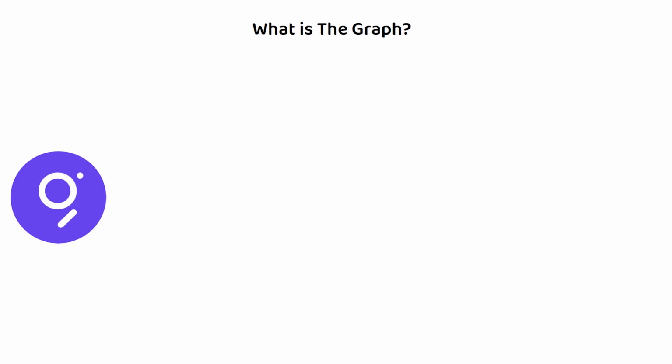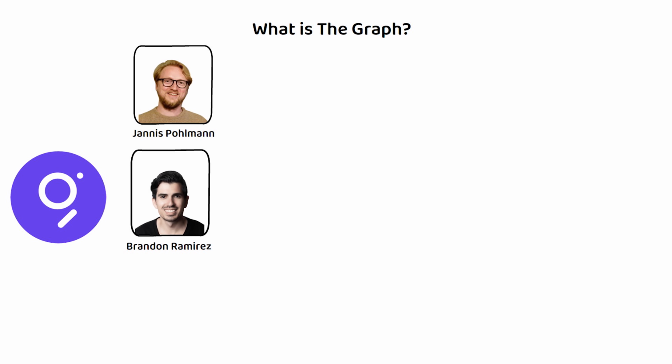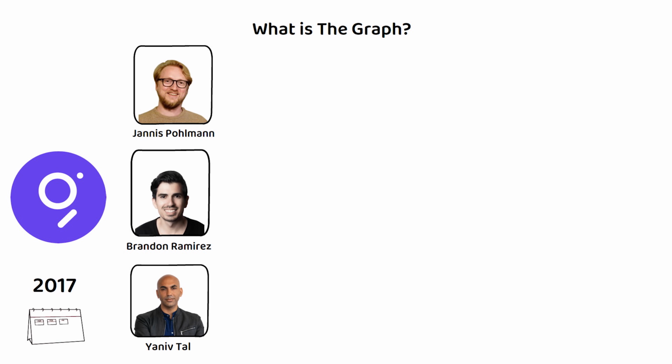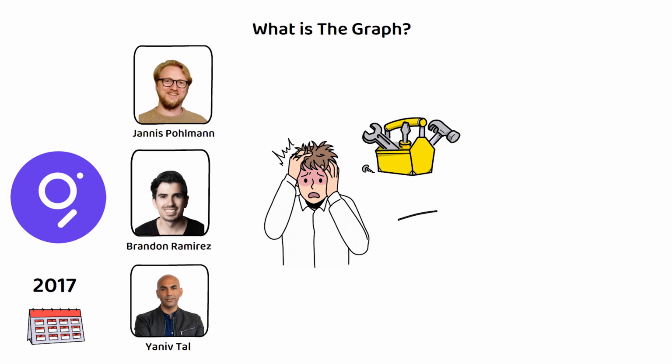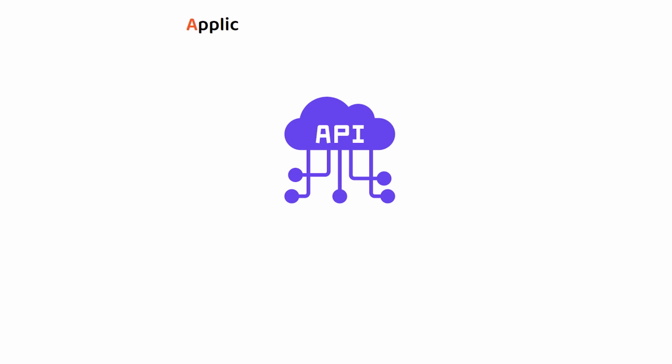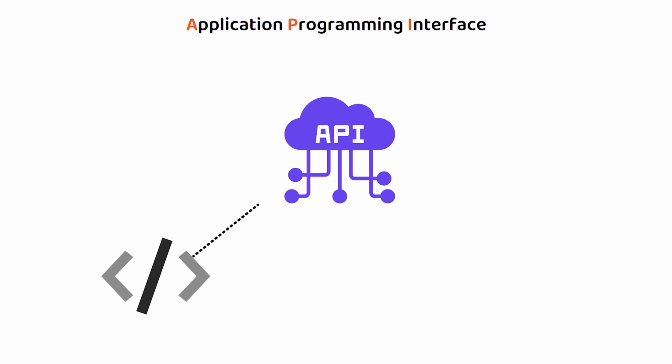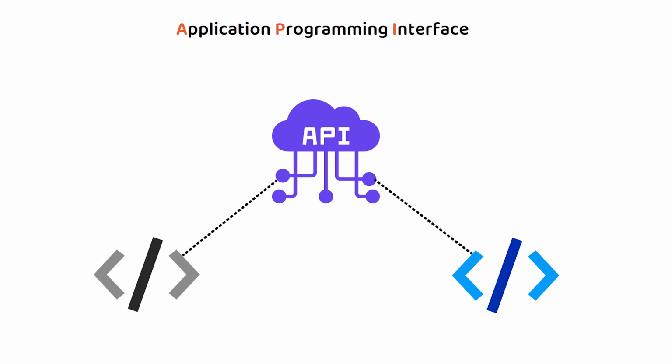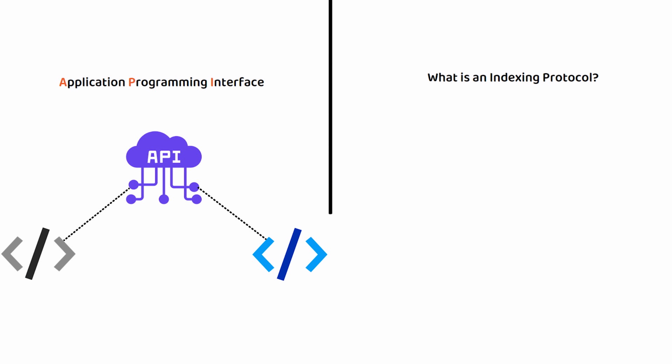The Graph was founded by Yaniv, Brandon and Yaniv back in 2017 after becoming frustrated with the lack of tools available to create easy-to-access APIs on Ethereum. An API is an application programming interface and is essentially a way for two or more computer programs to communicate with each other. Let's now see what an indexing protocol is.